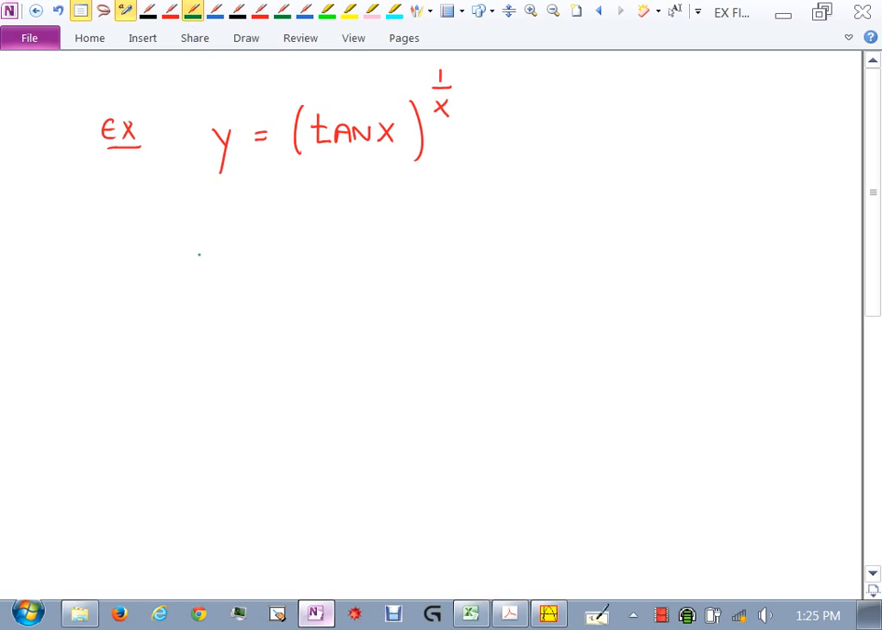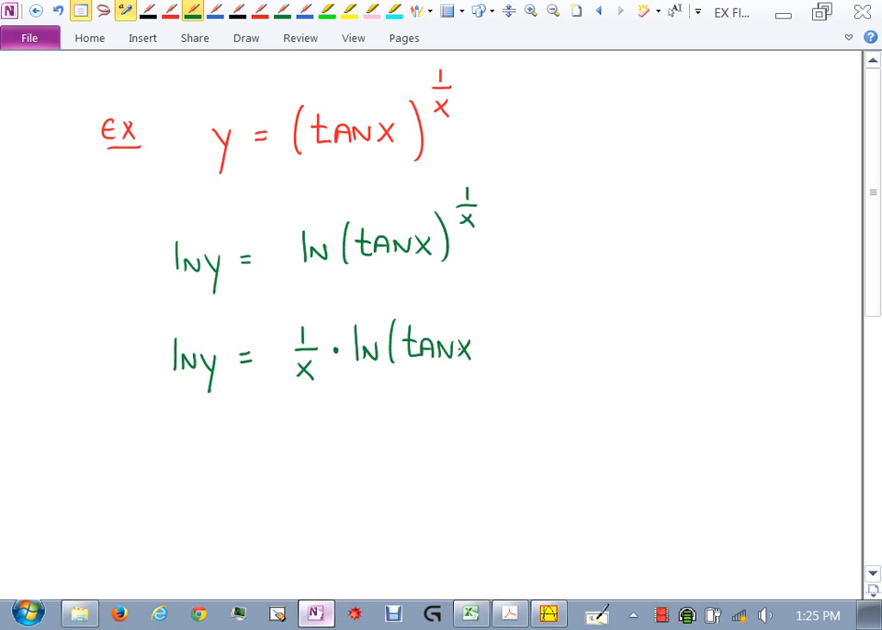So I come in here on both sides, I take the natural log. Why do we use natural log and not some other log? Because when we differentiate, the derivative of natural log is real clean, right? So that's why we use that one. By doing that, I'll be able to drop down the 1 over x in front. And then I'll have times natural log tangent x. We agree?